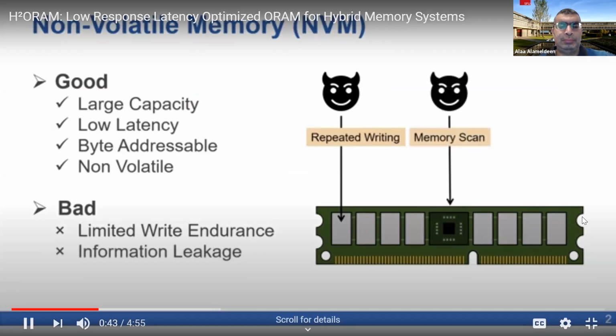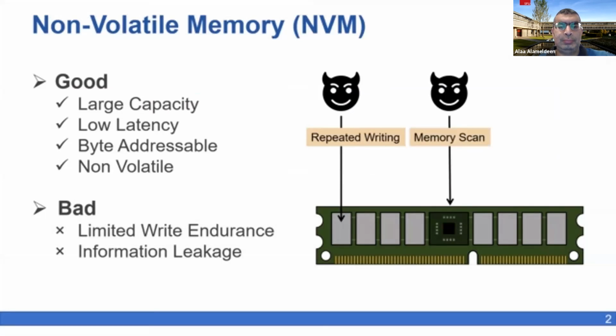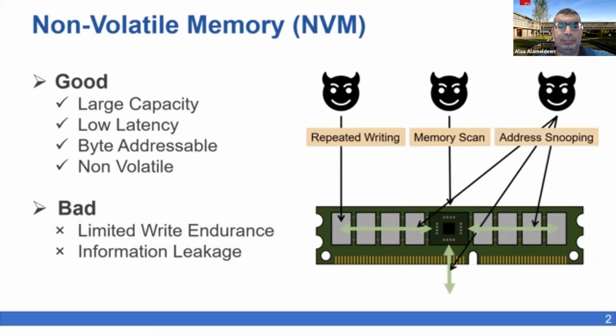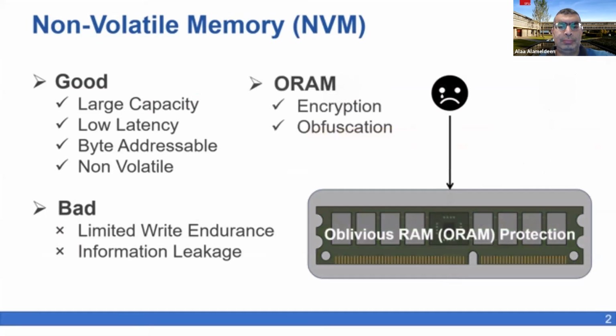The second one is information leakage. As the data is persisted in the NVM, the content can be easily obtained by scanning the memory. Not only that, recent studies reveal that memory access patterns can also leak confidential information. Fortunately, ORAM can prevent these attacks through memory encryption and address obfuscation.